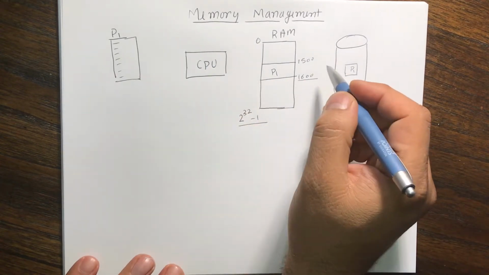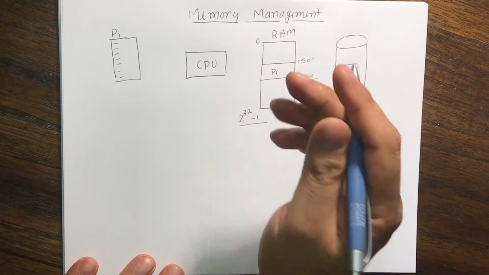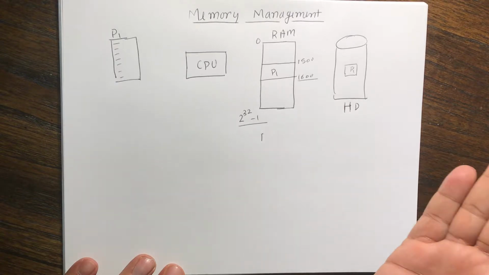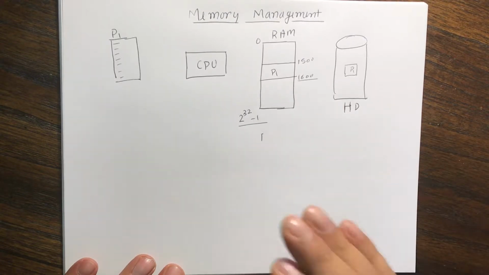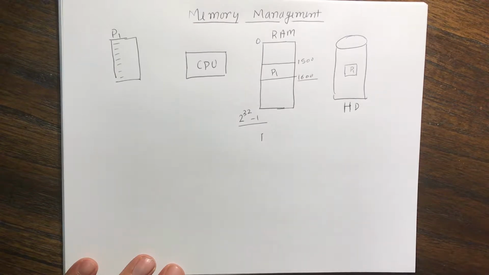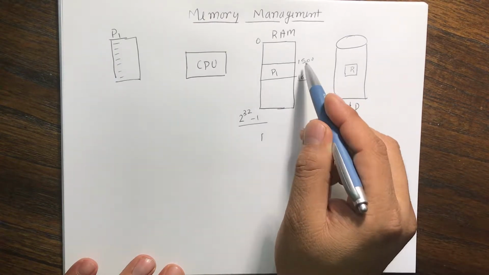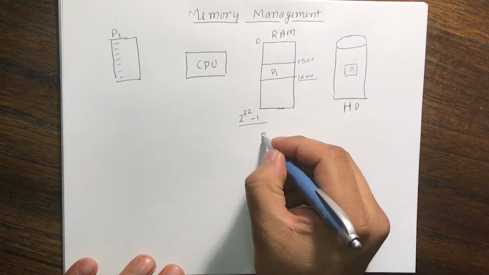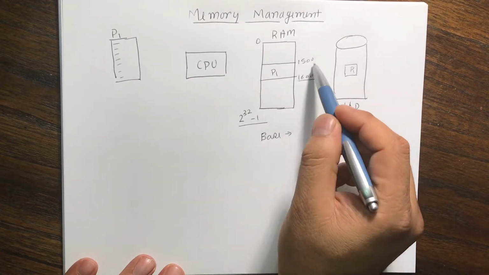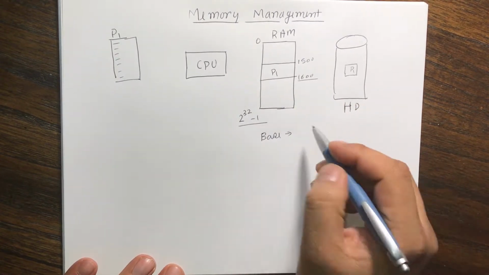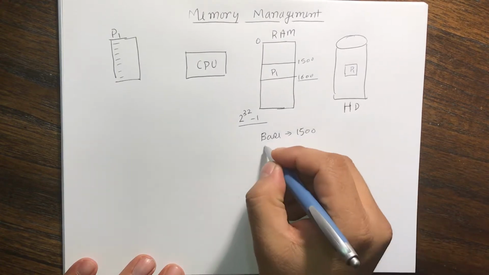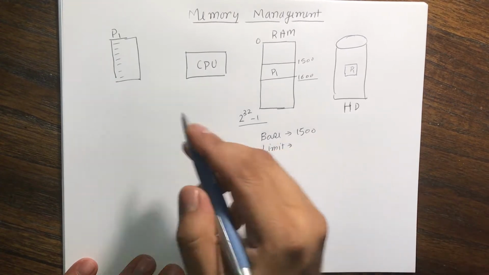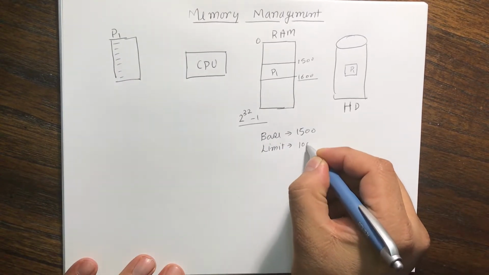So the CPU needs to figure out where the program starts and where it ends, because I don't want my program to run code from another program. So we basically need two registers. One is called a base register, which stores the starting address of my program, which is, let's say, 1500. The second is the limit register. If my program is 100 lines of code, the limit is 100.